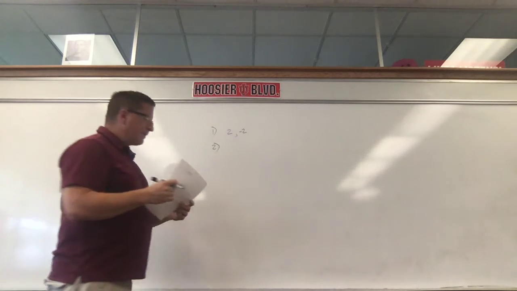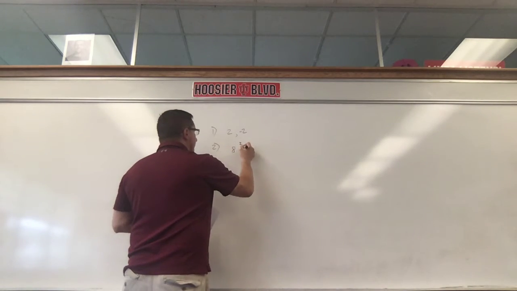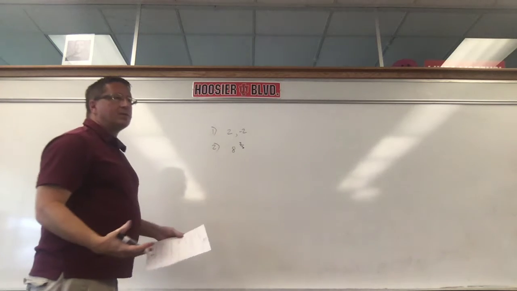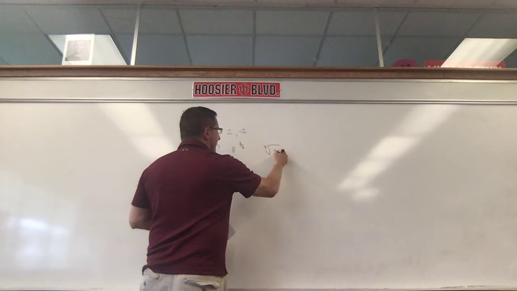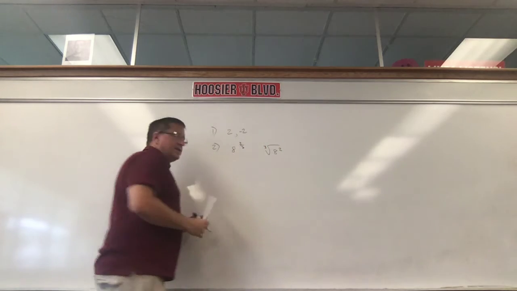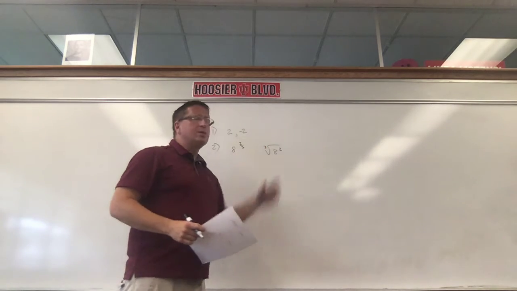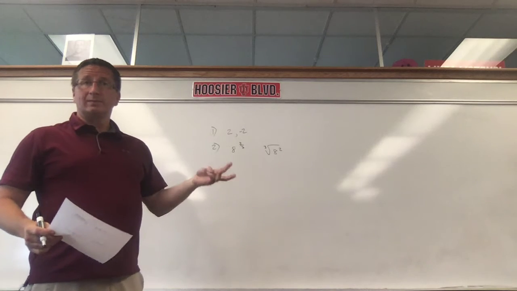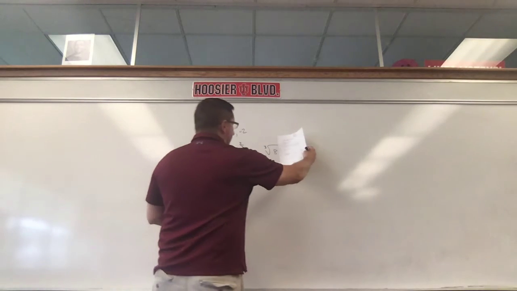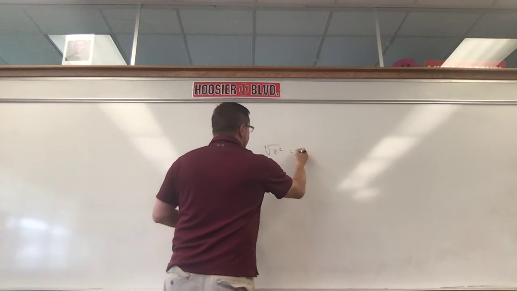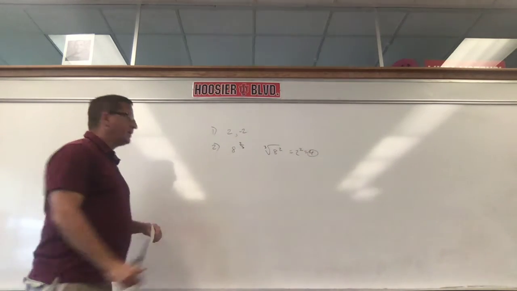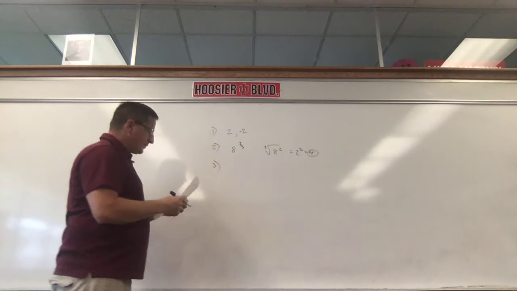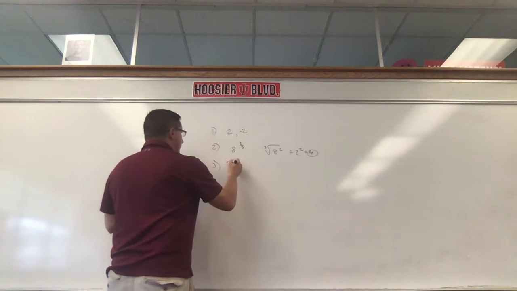Simplify 8 to the 2/3 power. If you remember, I told you to rewrite this. The last thing I wrote was 3, so that's the first thing I write: the cube root of 8 squared. The cube root of 8, ignoring the square for right now, is 2, because 2 times 2 times 2 is 8. So we're left with 2, and we still have that squared, so 2 squared is 4.